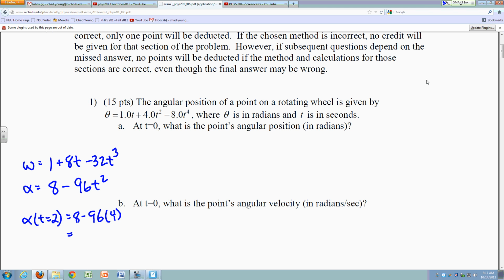which is 84. 8 minus 84, minus 76, I think. No, that's not right. Yeah, it's a big number. It's 376. Negative 376. And because it's negative, that means it's in the clockwise direction.